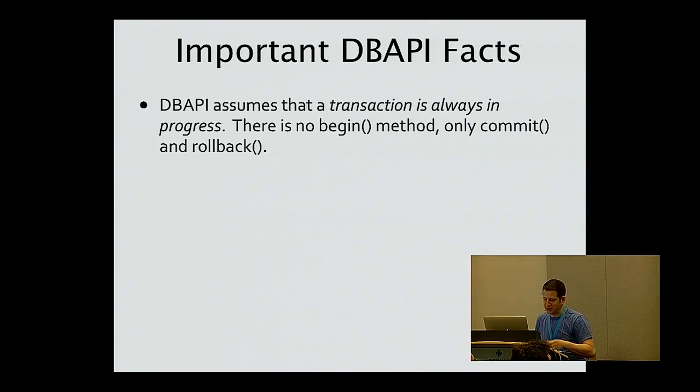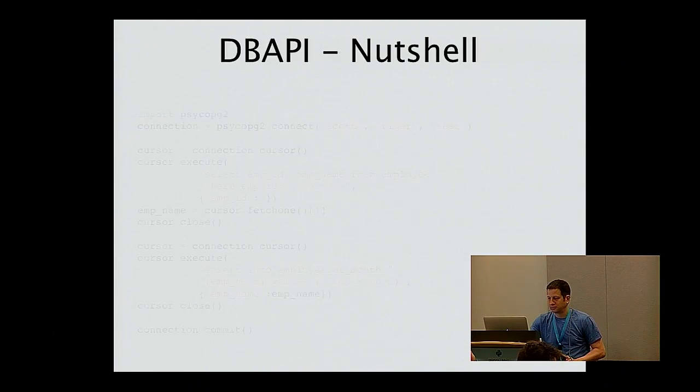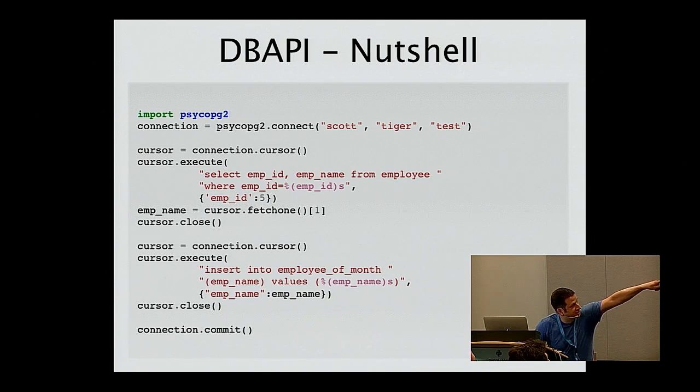Important DB API facts. The DB API assumes that a transaction is always in progress. When you make that connection, when we say connection equals connect, the first statement you execute, there's an implicit begin of a transaction. There's ways to turn that off in different DB APIs, but it's not part of the standard. So there's always a transaction that starts, and you have to say commit in order for the transaction to be committed.